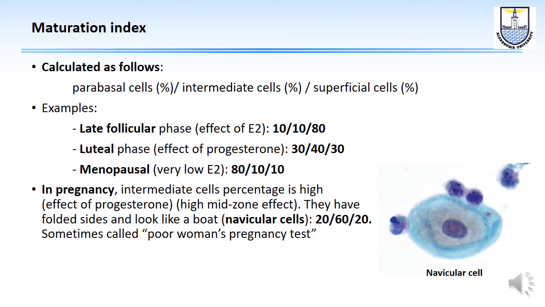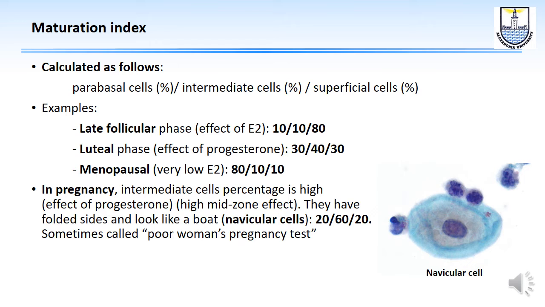The late follicular phase, say day 12 or 13 of a cycle, the woman is under a strong effect of estradiol, you will find few parabasal, 10%, and 10% intermediate, while 80% of superficial cells. On the other hand, if you're talking about the luteal phase, the effect of progesterone is to do mid-zonal effect. So you will have 30% parabasal, 40% intermediate cells, and 30% superficial cells.